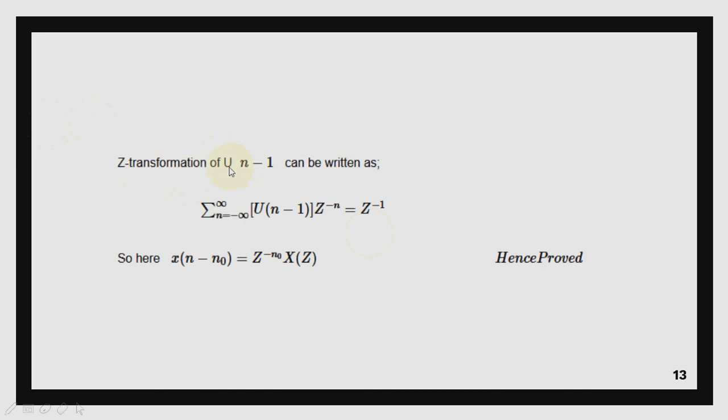And the z transform of u of n minus 1 is summation u of n minus 1 z raised to minus n, which is equal to z raised to minus n. So hence proves that the z transform of x of n minus n0 is equal to z raised to minus n0 x of z.